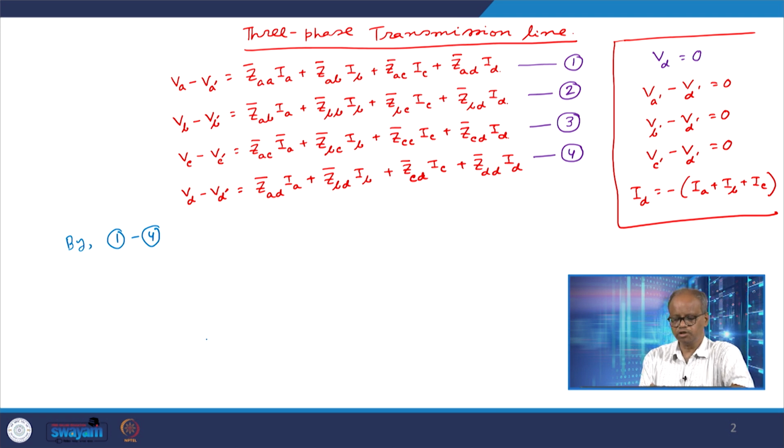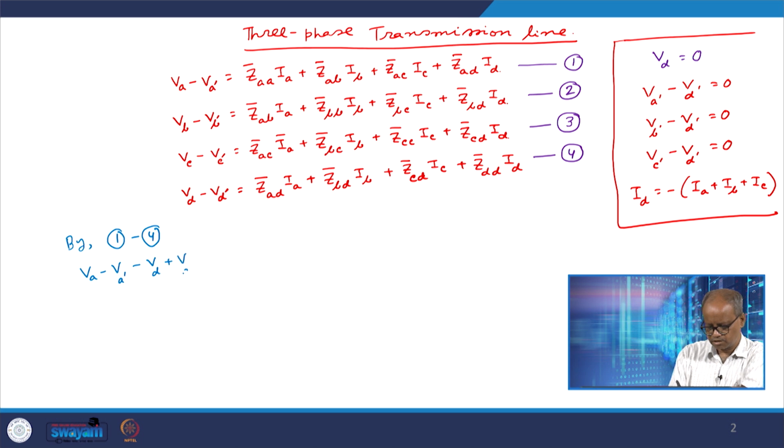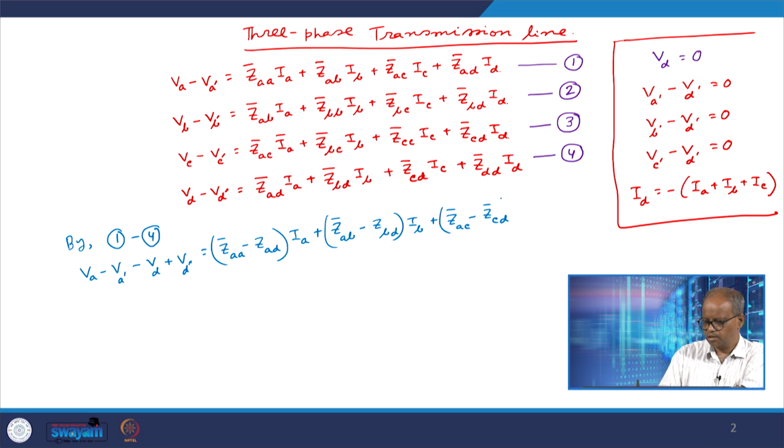I simply subtract the fourth equation from the first equation. So, what do I get? I get VA minus VA dash minus VD plus VD dash is equal to (ZA minus ZAD) into IA plus (ZAB minus ZBD) into IB plus (ZAC minus ZCD) into IC plus (ZAD minus ZDD) into ID.